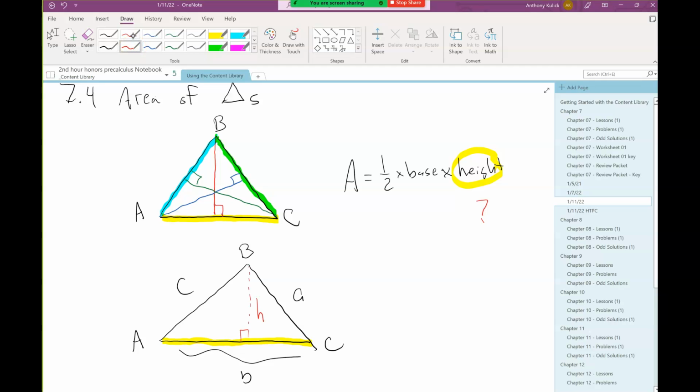So if I use this right triangle that I've now built, I have a right triangle here. Everybody see that? I can say that sine of angle A is equal to opposite over hypotenuse. Everybody good there? And I could solve for the height then by multiplying both sides by c.